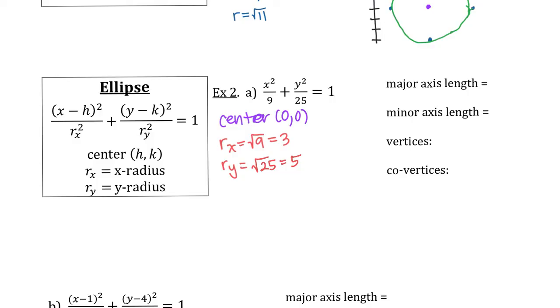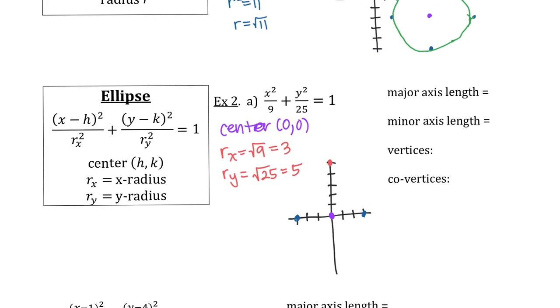I'm going to go ahead and sketch the graph, and I'm going to identify a few key features on this thing. Okay, center is (0, 0). Let's see, the x radius is 3. So in the x direction on either side of the center, I go 3. In the y direction, the y radius is 5. And then I'm going to sketch my ellipse. It should be curved. In this case, it's kind of a tall ellipse, which is fine.